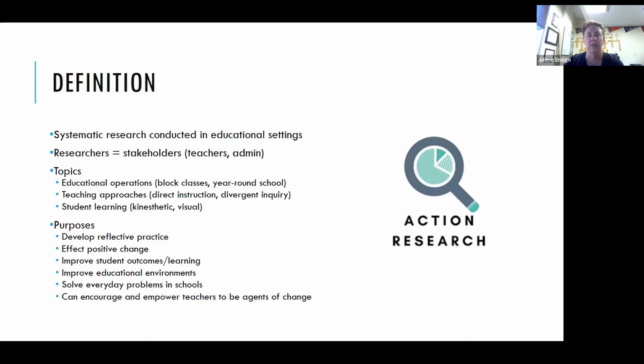And the purpose is to, number one, help the teacher or the stakeholder develop a reflective practice. So what do we know to be true? What are we going to take based on that, reflect on it, and then make something better? It's to create an effective, positive change, improve student outcomes or learning, improve educational environments, solve everyday problems in schools, and then encourage and empower teachers to be agents of change, which is something that I feel really strongly about.